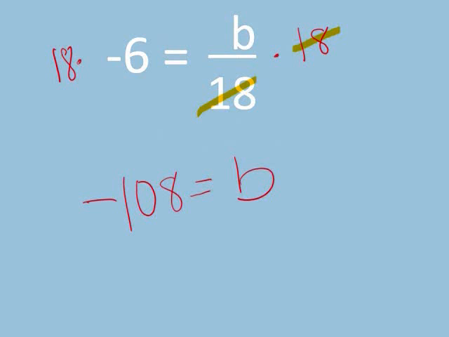Our last problem, negative 6 is equal to b divided by 18. If we're going to divide by 18, we have to do the opposite. So we're going to multiply by 18 to get rid of it. We do it on one side of the equation, we have to do it on the other side of the equation. 18 times negative 6 gives us a negative 108.